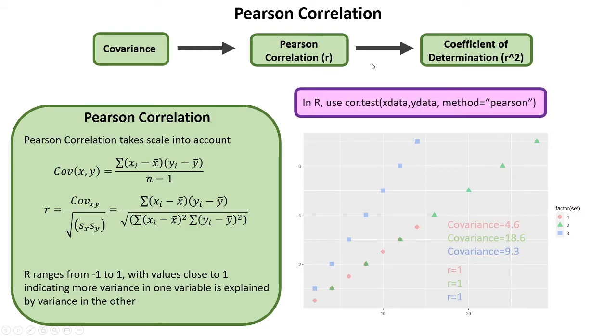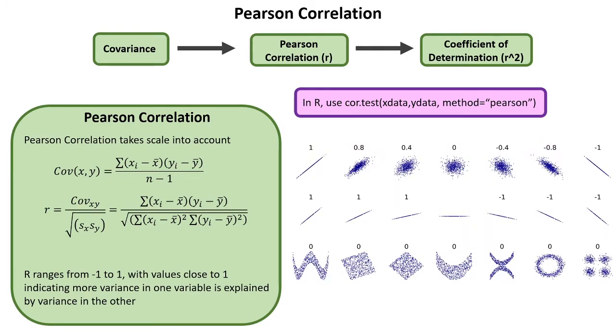So to measure Pearson correlation in R, you use this cor.test with your x data, your y data, and then put method equals Pearson for the Pearson correlation. And so to get a better feel for exactly what Pearson correlation is telling you, here's some examples of what Pearson correlations would be in different scenarios.